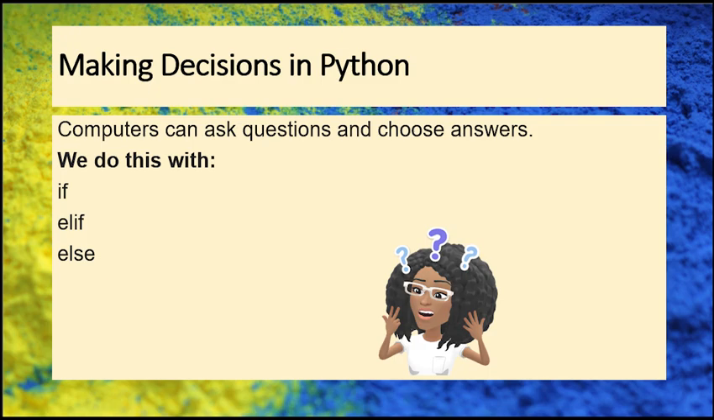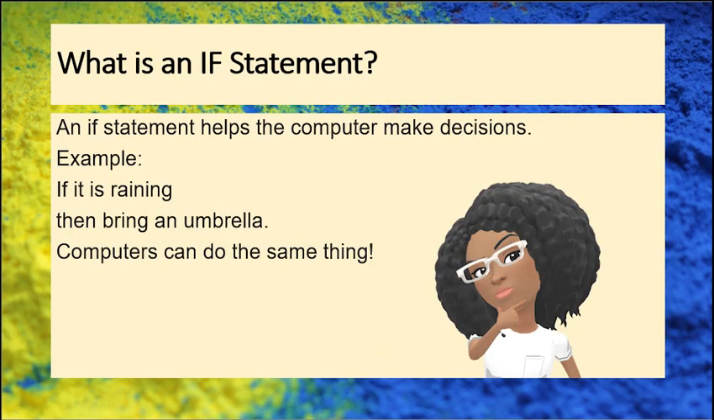Making decisions in Python. Computers can ask questions and choose answers. We do this with if, elif, and else. What is an if statement? An if statement helps the computer make decisions. Here's an example. If it is raining, then bring an umbrella. Computers can do the same thing.